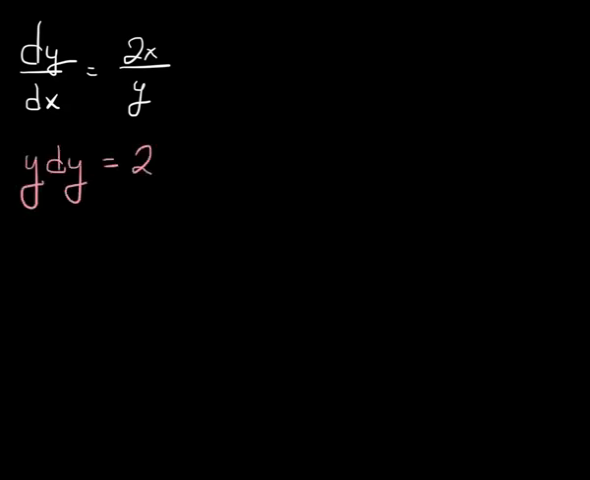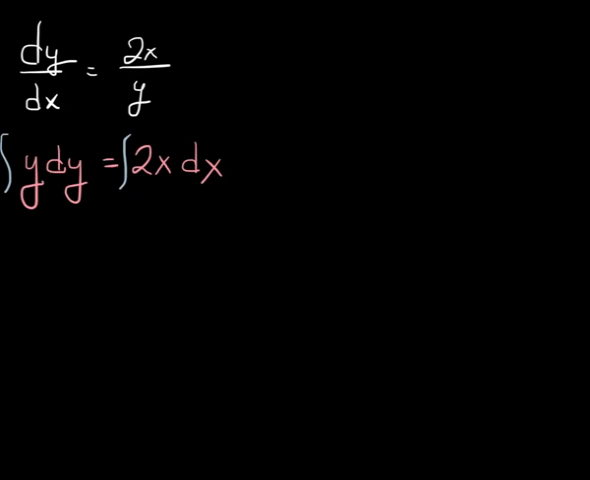Now we're going to look at a different type of differential equation. It's one that has each variable on both sides of the equation. So notice we've got y's and x's here, and y's and x's here. And the way we go about solving this is to separate our variables. So we can rewrite this as y dy is equal to 2x dx.